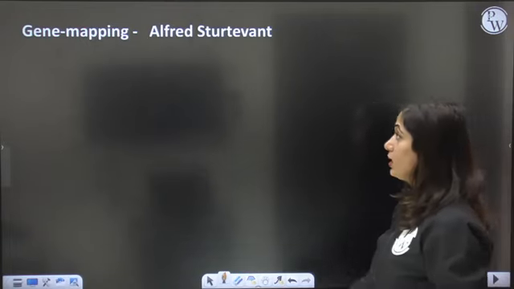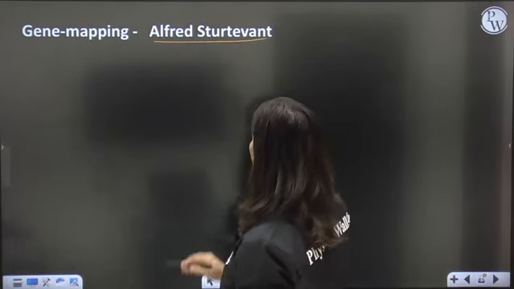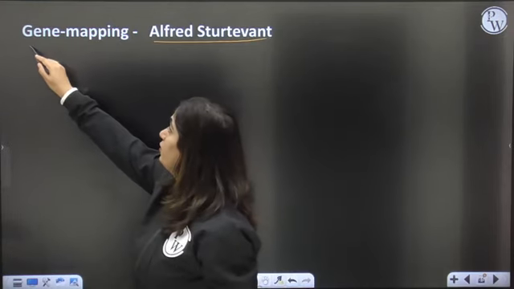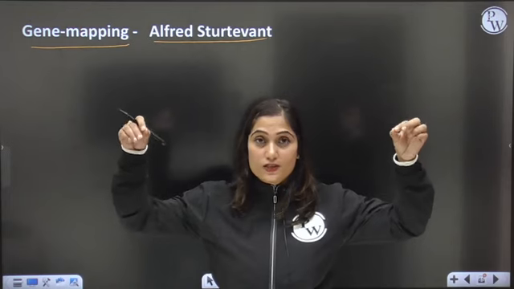Now, Alfred Sturtevant was the student of Morgan. He was working with Morgan on Drosophila, and he deduced the term gene mapping or chromosomal mapping. He understood one thing: if we know the number of recombinants in a population, then with the help of that number, we can have an idea whether the genes present on the chromosome are closer or farther. That means we can predict the position of genes on the chromosome with the help of the recombination frequency or the number of recombinants present in a population.